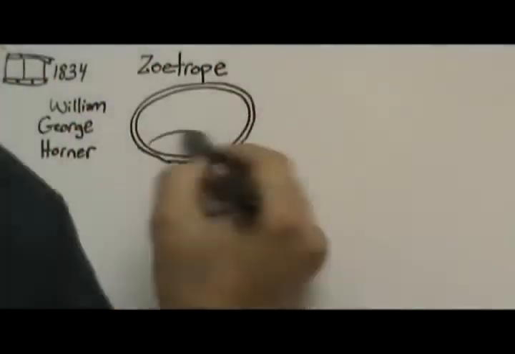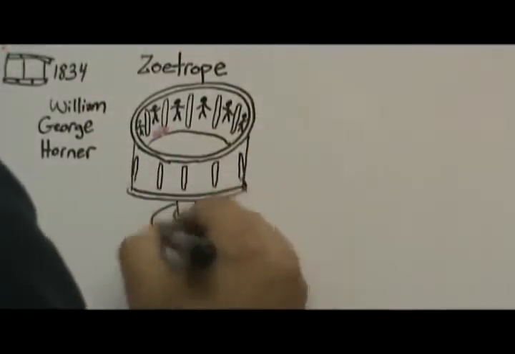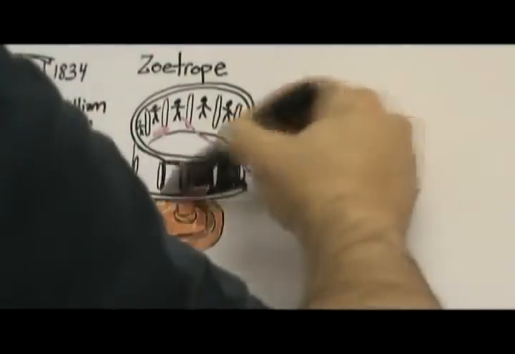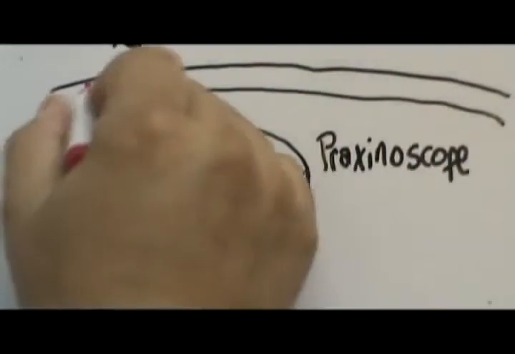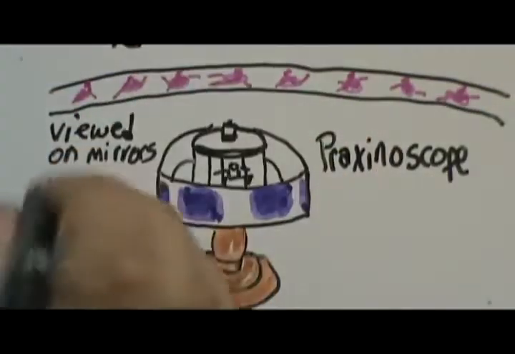Pictures on one disc, viewed through slots on the other, appeared to move when the two were spun and viewed in a mirror. The zoetrope was introduced by William George Horner. The zoetrope used the same principle as Plateau's phenakistoscope, but instead of discs, the pictures and slots are combined in a rotating drum. In 1877, Emile Reynaud introduced the latest findings on optical reproduction of movement, the praxinoscope. Similar to the zoetrope, the illusion of movement produced by the praxinoscope was viewed on mirrors in the center of the drum rather than through the slot on the outside.